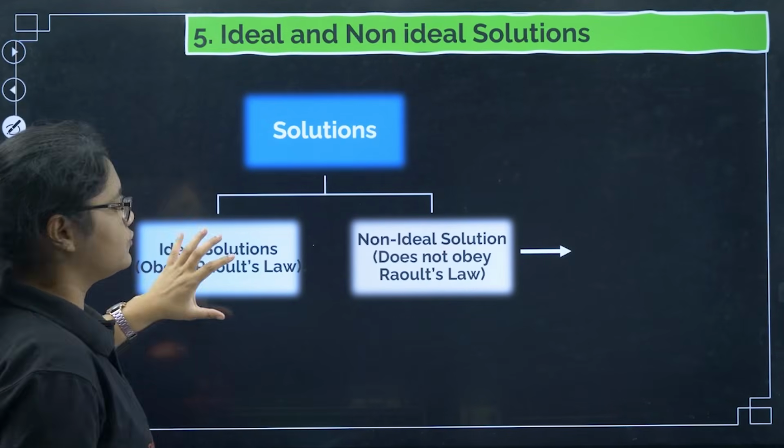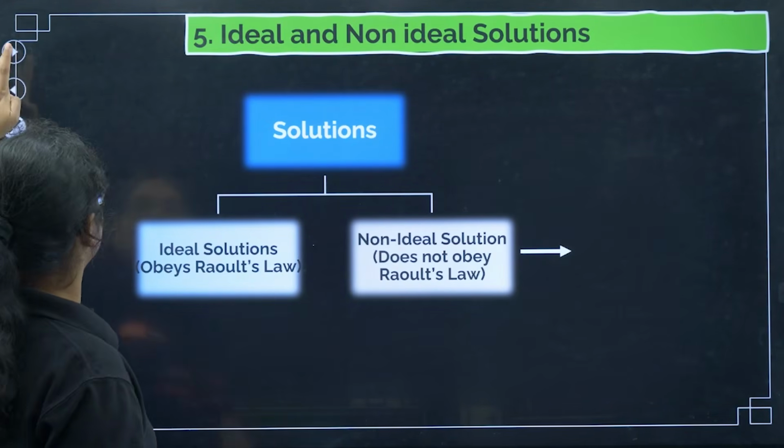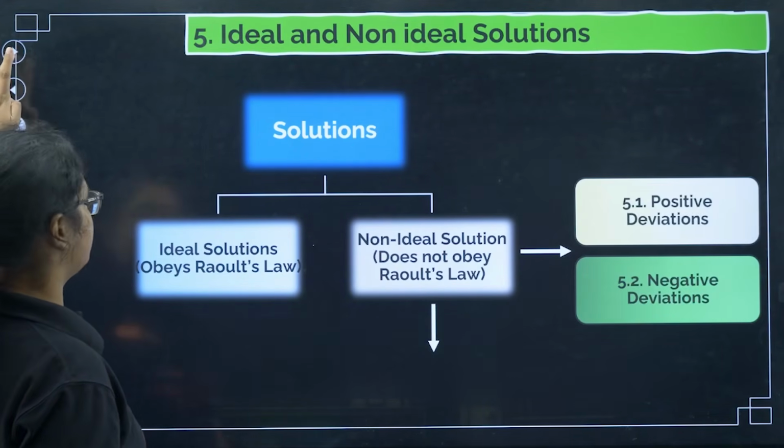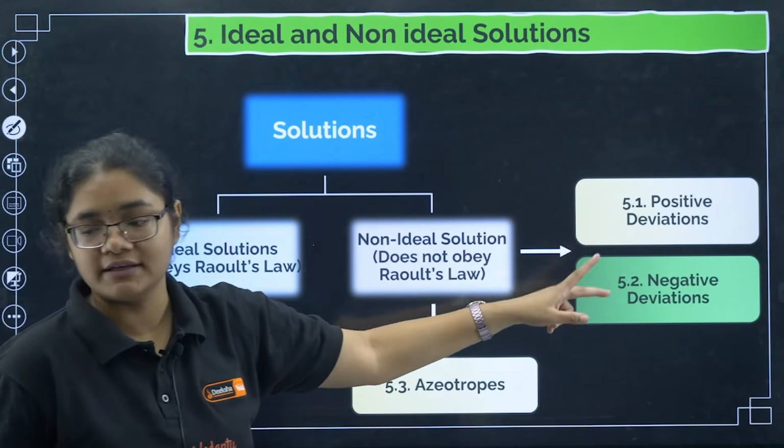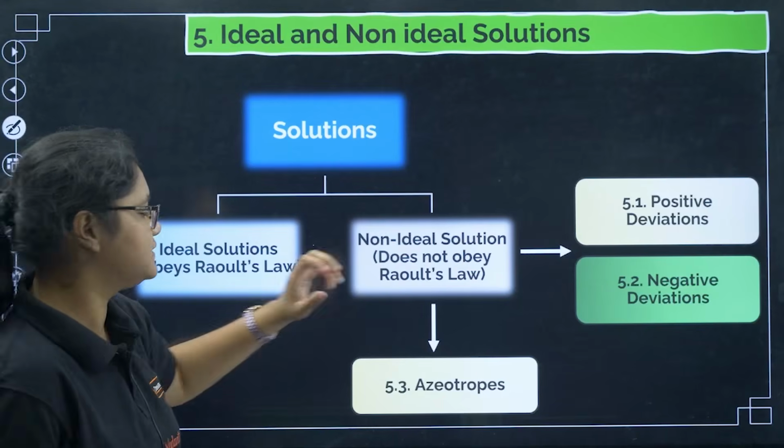Now moving forward to ideal and non-ideal solutions. Ideal solutions are those which obey Raoult's law. Non-ideal solutions are those which do not obey Raoult's law. Non-ideal solutions are again of two types: positive deviation and negative deviation. We will see what that is.